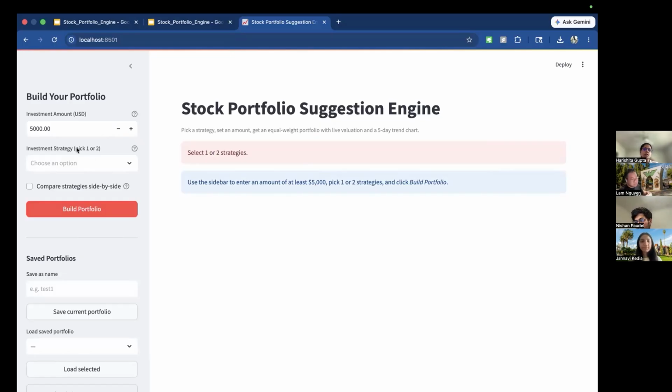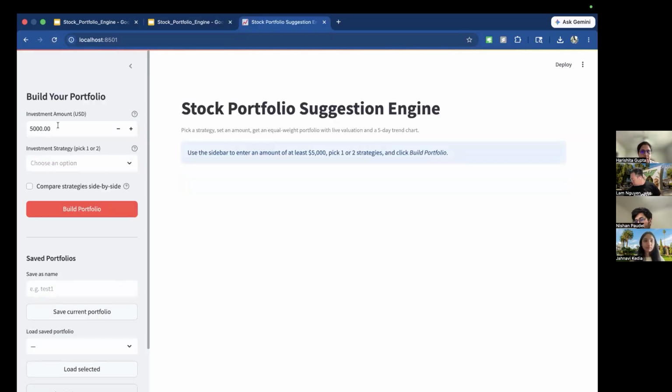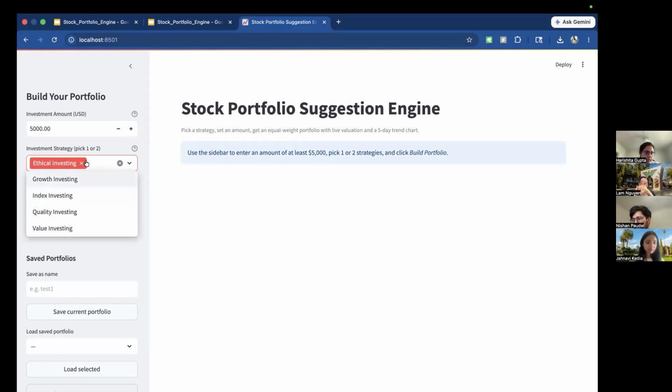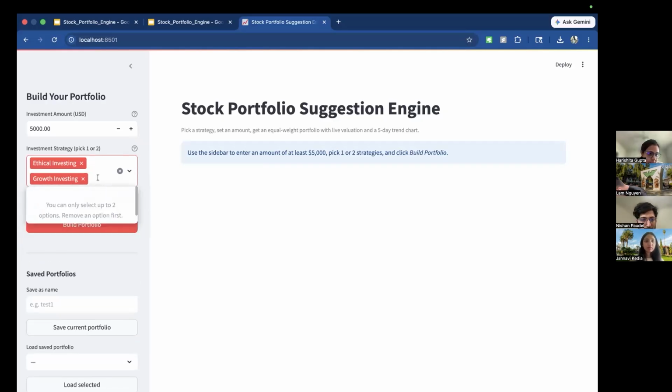Yeah, thanks, Jahnavi. So the next test case: it is saying that you need to select 1 or 2 strategies. The next test case is that we will not allow the user to select more than 2 strategies, and will block if they try to select more than 2. So in the drop down, if you select 2 strategies like ethical, and you can select growth. Yeah. When we try to select the third strategy, you can see that it shows an error message saying that you can only select up to 2 strategies and remove an option first. So you'll have to remove one of the strategies to make this work.